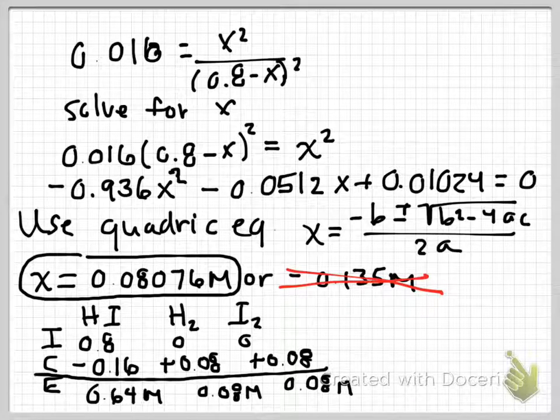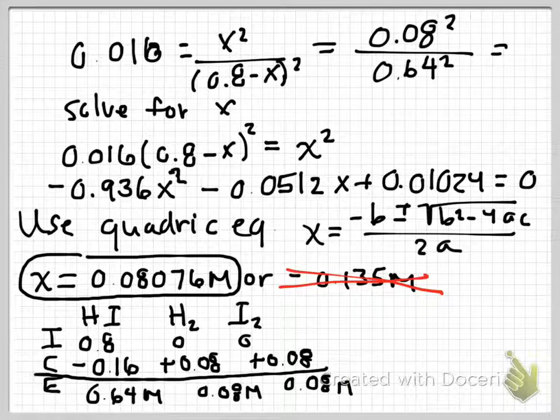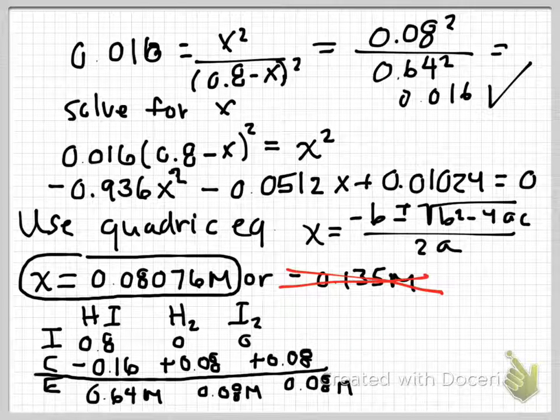And we can always put this back into our original expression to make sure we get the same answers back. So 0.08 squared over 0.64 squared. And we get 0.016 back. So our work checks out. And that solves this problem.